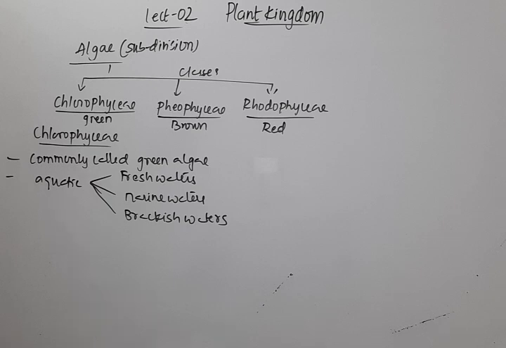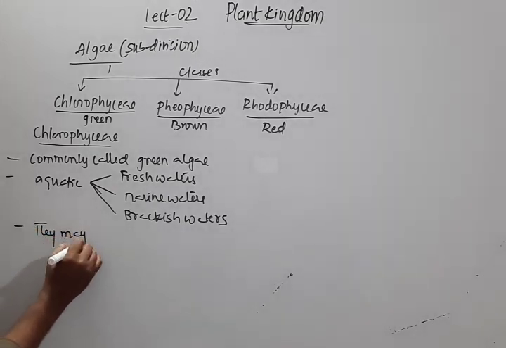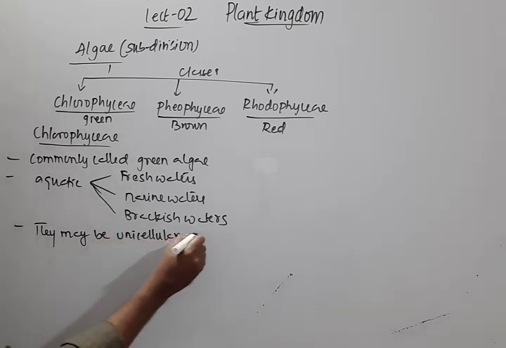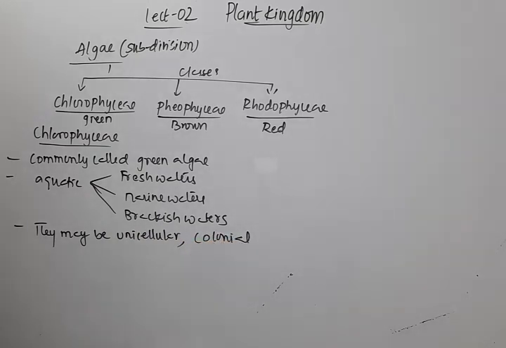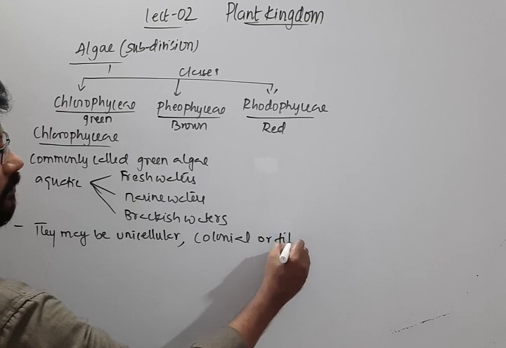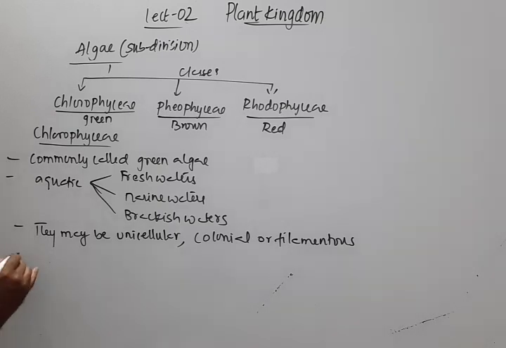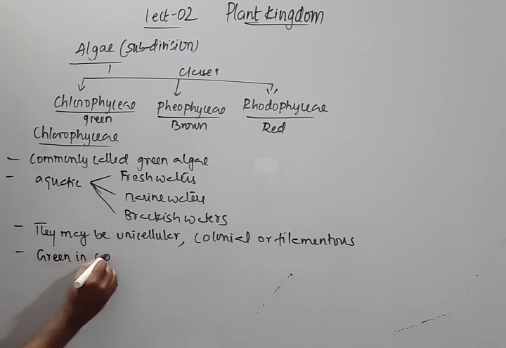The next one, so in this group there may be unicellular forms. It means that some species are unicellular, some members are colonial, and some are filamentous forms. Then the members of Chlorophyceae are green in color.